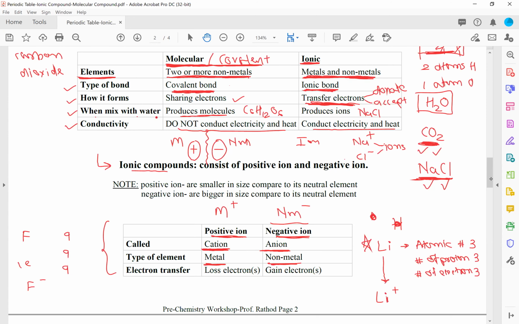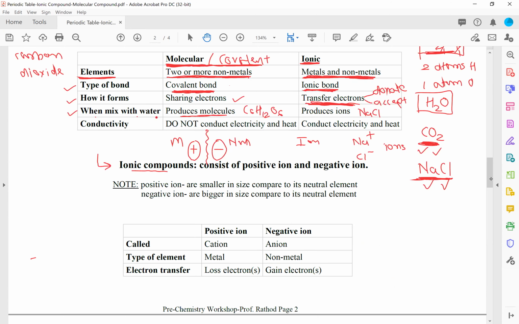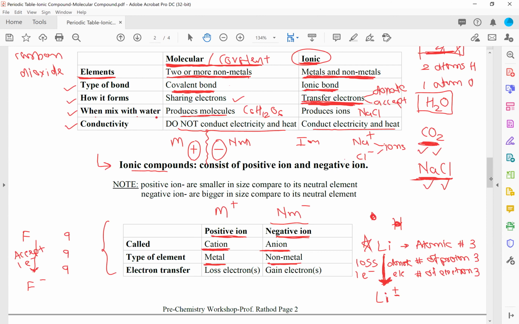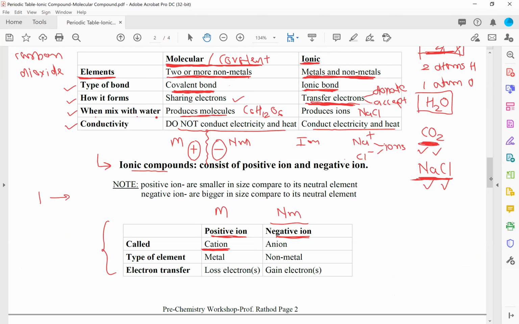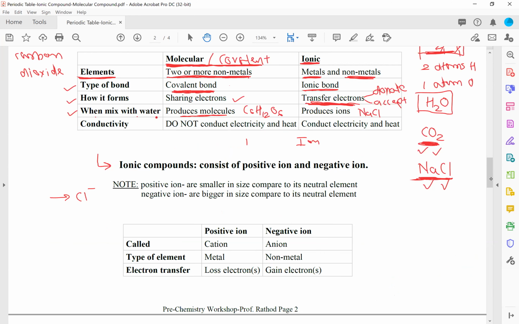Accept one electron. Do you guys agree? If fluorine is going to gain one electron, then it will become F minus. It will have one negative charge because an electron carries a negative charge. Right. So for an element to become negatively charged, for example Cl to become Cl minus, what does it have to do?